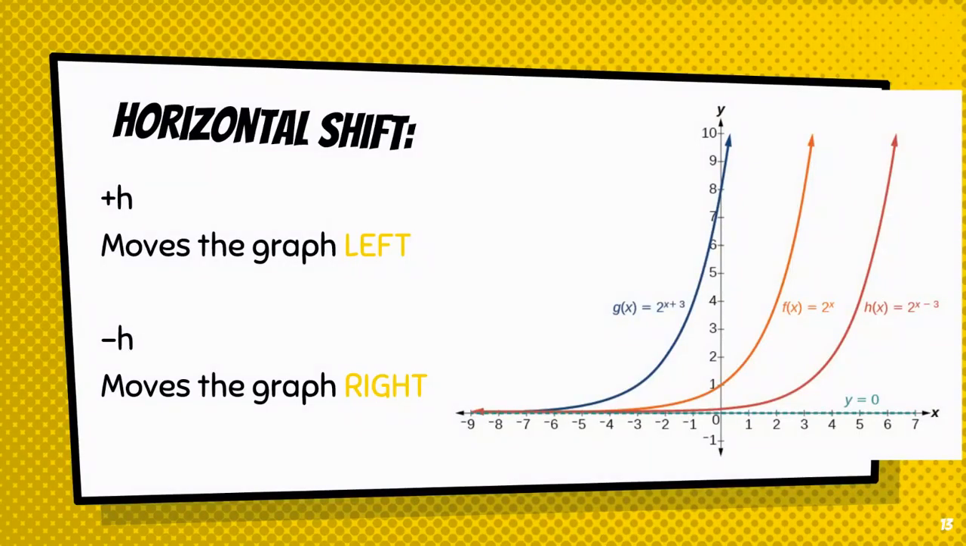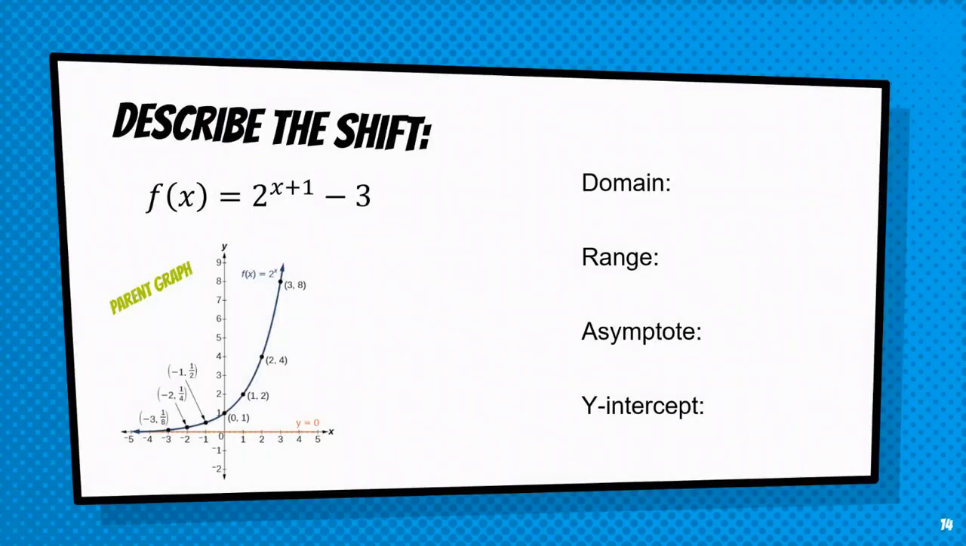A horizontal shift is H. Plus H moves left, minus H moves right, and that will be in the exponent. So this is x plus 3. So that is moving to the left 3, and then we have a minus 3, which is moving to the right 3. It needs to be clear that those are in the exponent. Notice that the asymptote has not moved. The asymptote is still at 0, and that's where it stays.